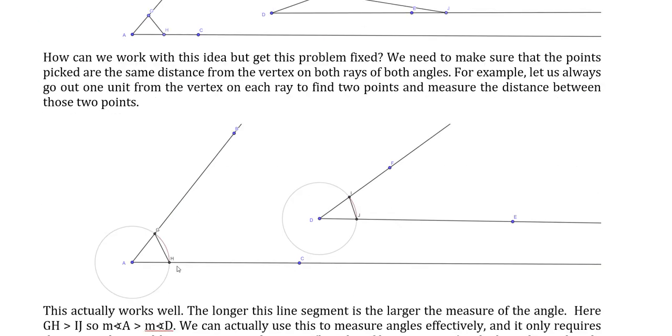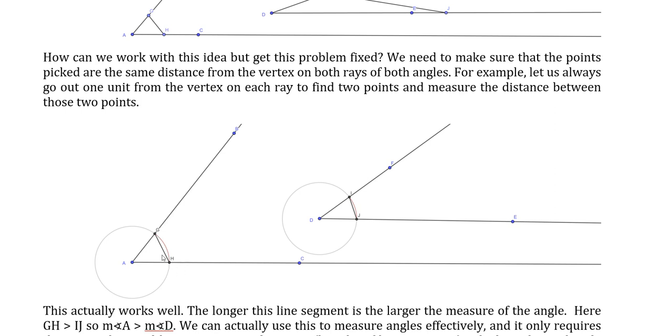And we've discovered that what we need to do is standardize that by saying going out a distance of 1 and make a circle of radius 1 centered at the vertex in both cases, and then finding the 2 points where they meet the two rays, for example, G and H here and I and J here, and measure those lengths, the length of that line segment GH and that line segment IJ, or the distance GH and IJ, and compare those. And that works just great because the bigger that distance, the longer that line segment, the bigger the angle. That works great. But we actually choose to do it a slightly different way.